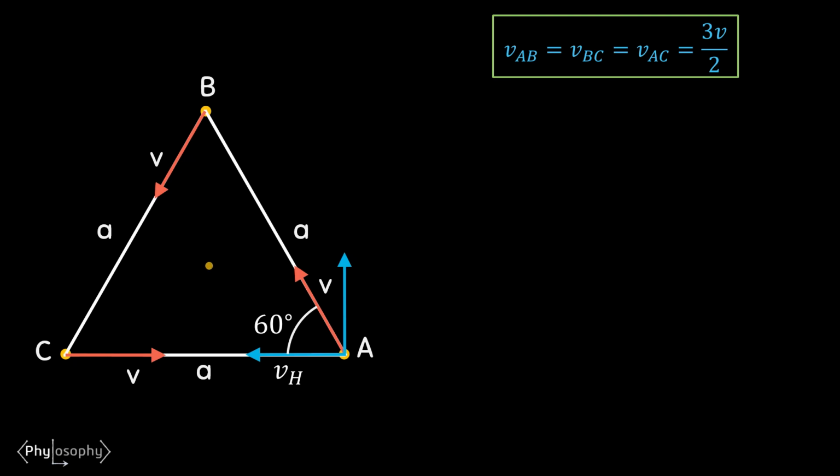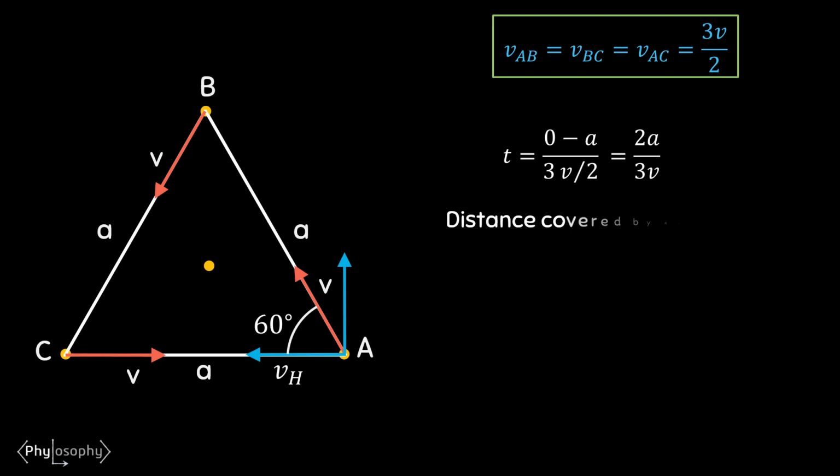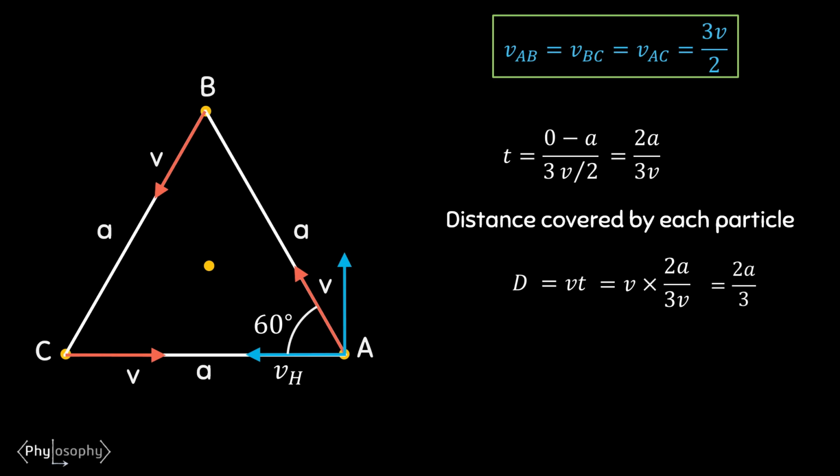Therefore the time taken in this process will be t equals 0 minus a over the relative velocity, which is equal to 2a over 3v. So time depends on the length of the triangle side and it is inversely proportional to the velocity of the particles. Now the distance covered by each particle will be d equals velocity times time, which is equal to v times 2a over 3v, and this is equal to 2a over 3. Therefore after a time 2a over 3v, and after traveling a distance of 2a over 3, the particles will meet with each other at the centroid of the triangle.